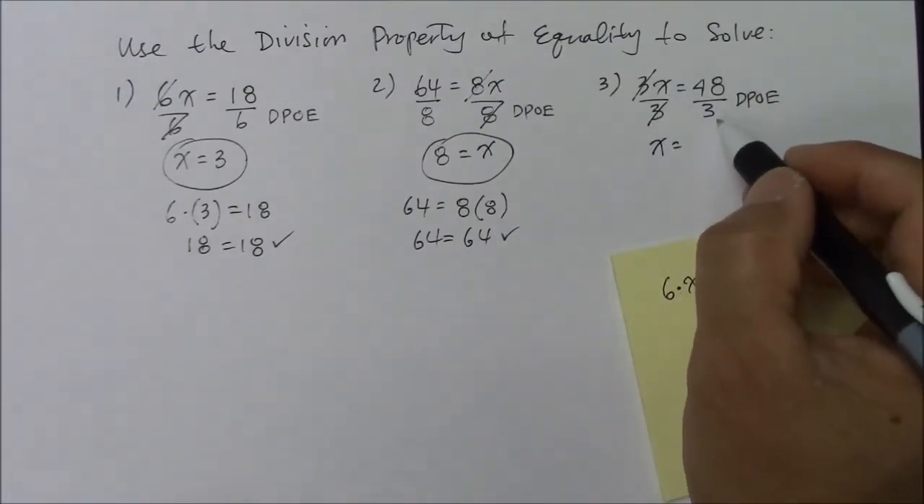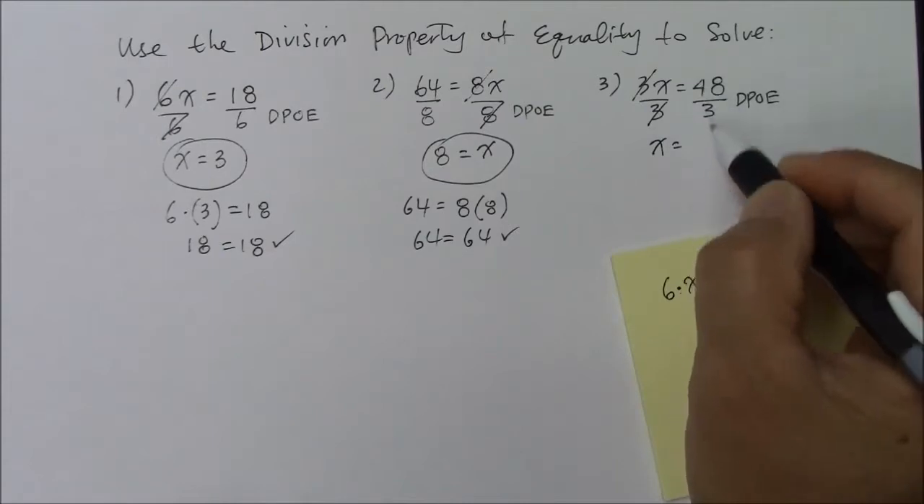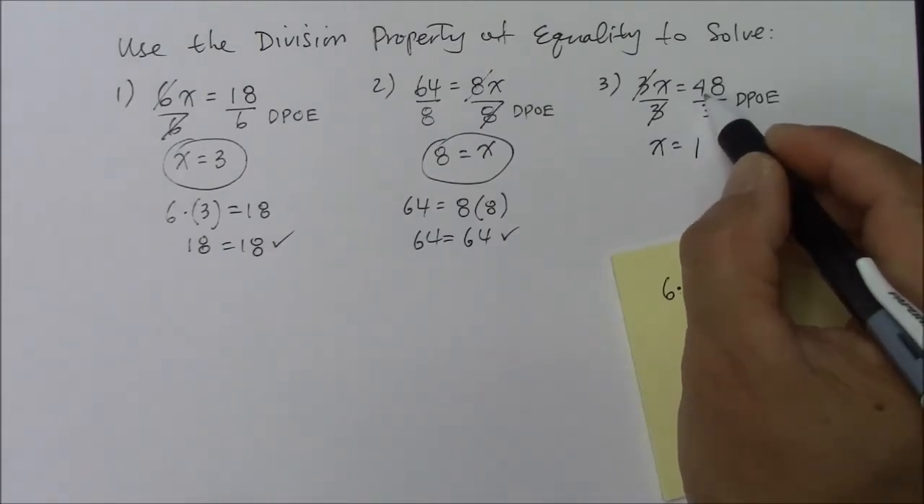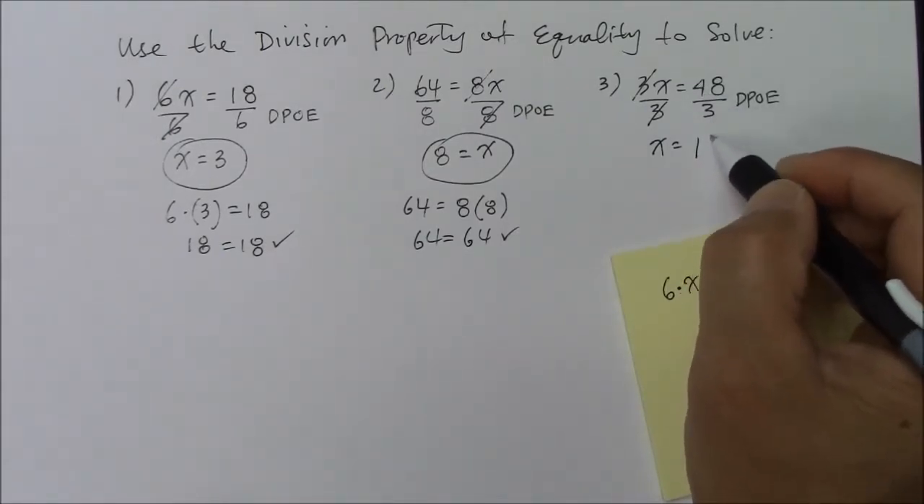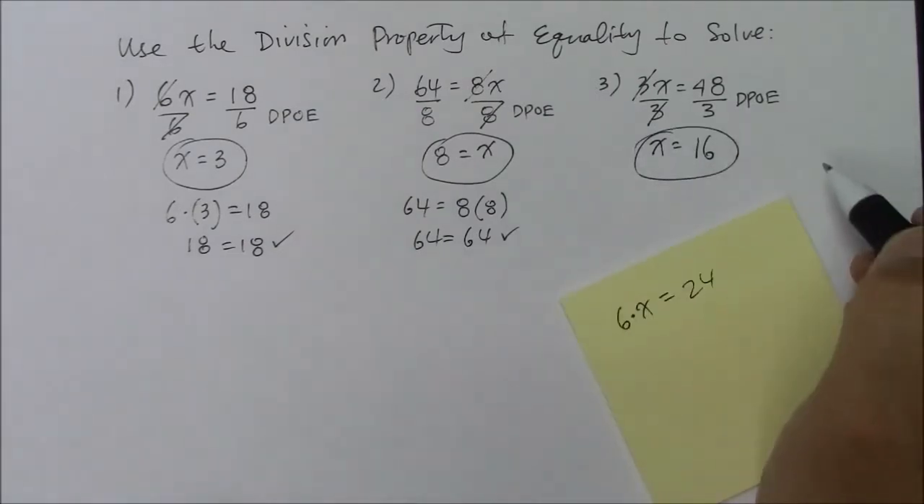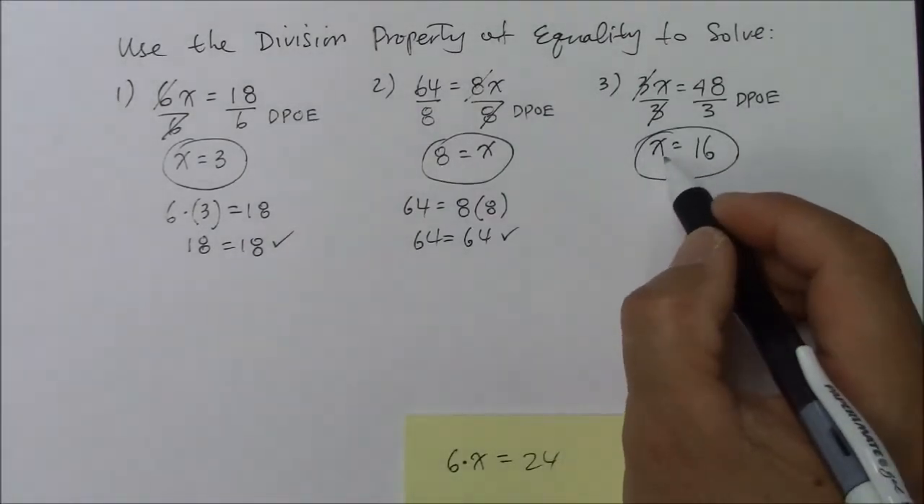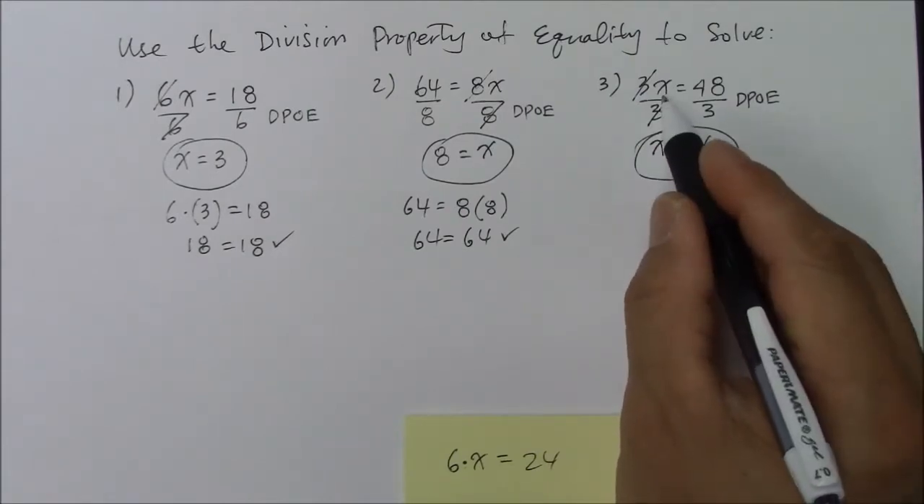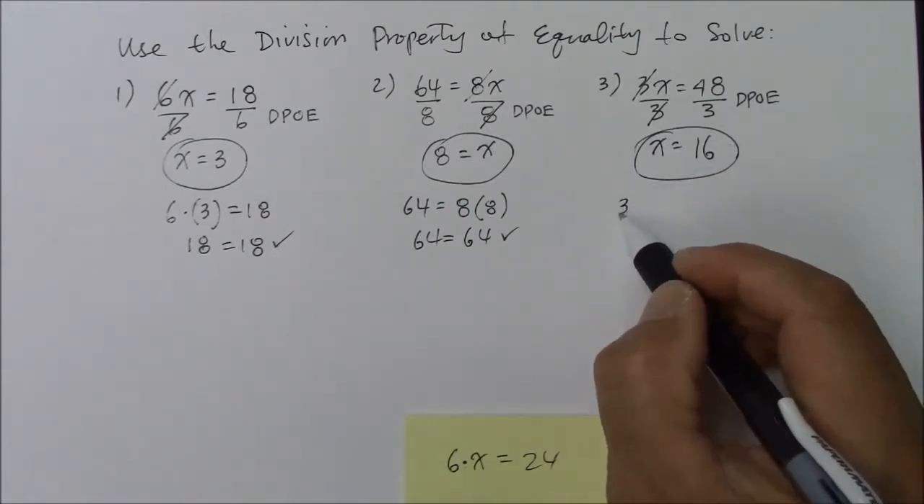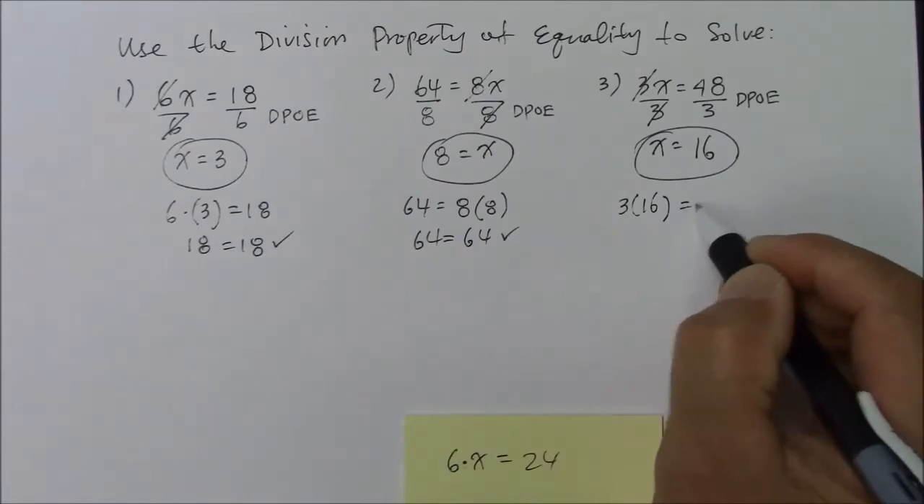And 48 divided by 3, well, 3 times 1 is 3. Subtract, so it becomes 18. And 3 times 6 is 18. So there's your answer. Now, how do you check it? Well, take that x, 16, and substitute it where that x is. So it becomes 3 times 16.